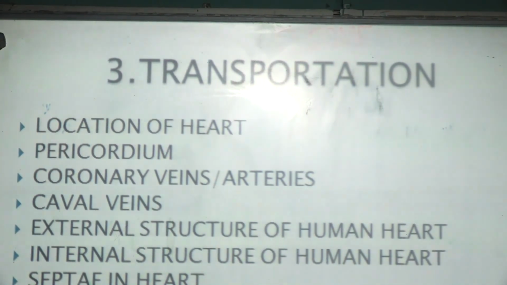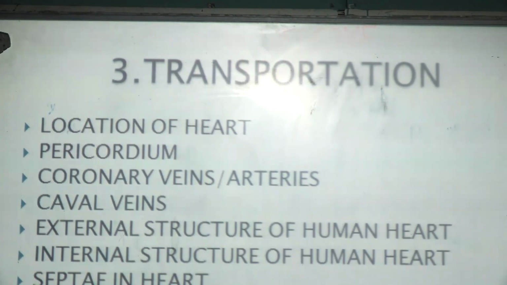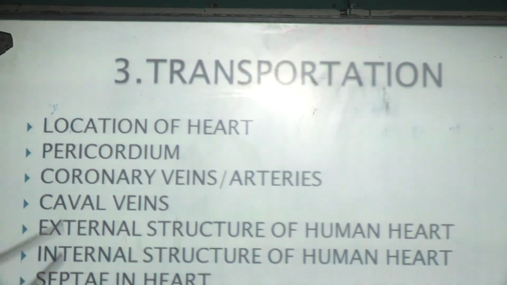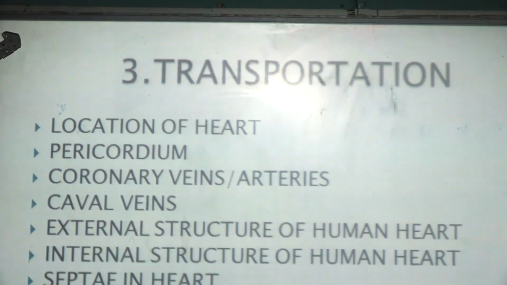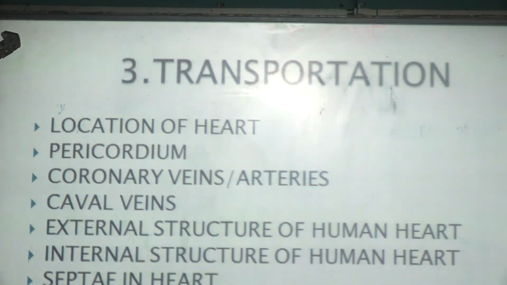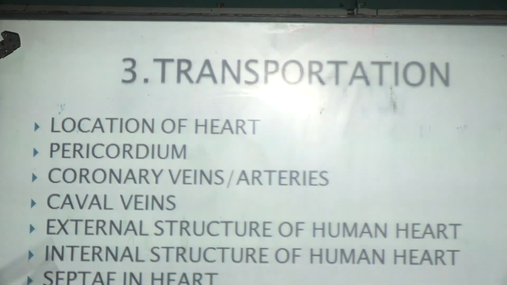This pericardium is very important. It is a transparent, double-layered membrane which is provided with a fluid called pericardial fluid, and it protects the heart from shocks and injuries. Coronary veins and arteries, 1 mark. The special veins and arteries that transport the blood to the heart are called coronary veins and coronary arteries. Caval veins, very important question, 1 mark.